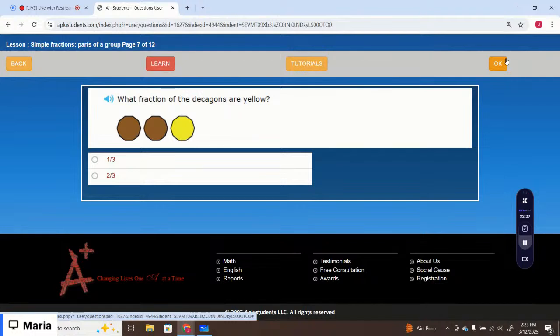What fraction of the decagons are yellow, which is the correct option? That is 1 out of 3. Option number 1 is the correct option.